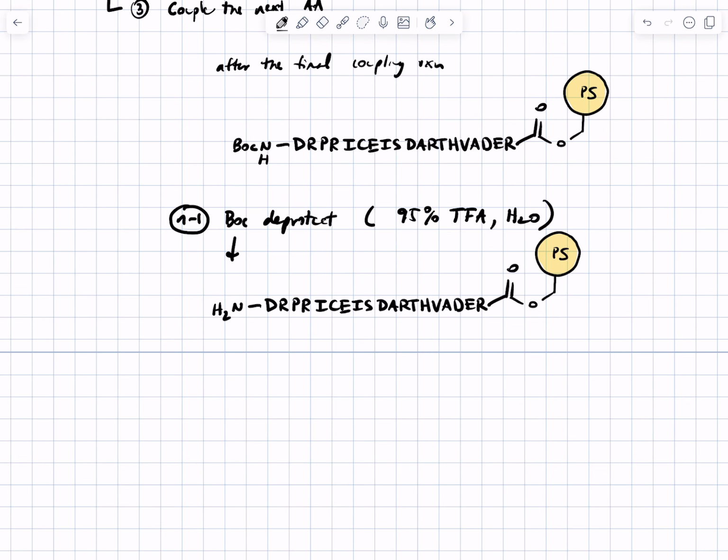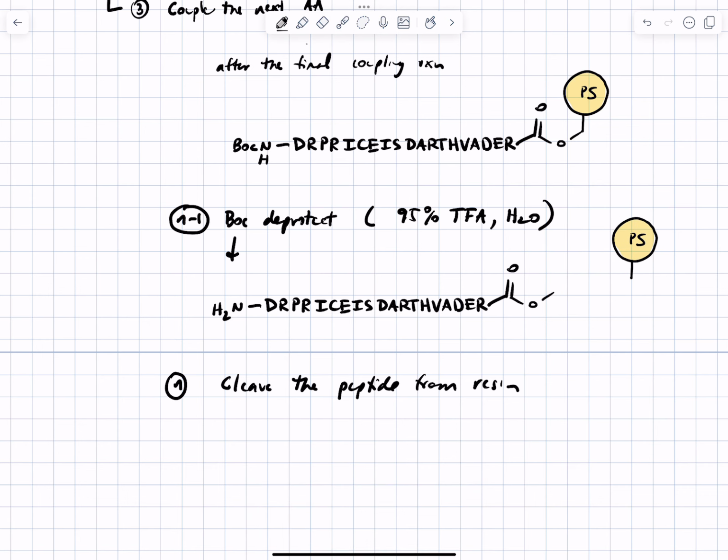Now our next step, step N, is to cleave the peptide from the resin. And it might be useful at this stage to remind ourselves how the peptide was attached to the resin in the first place. And it was something like this.